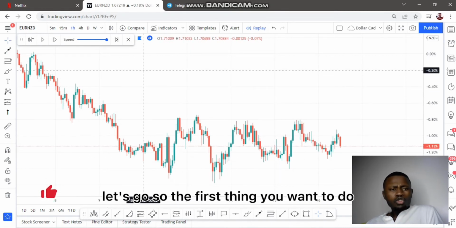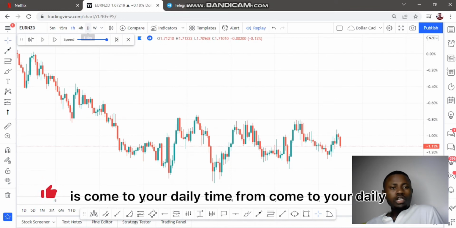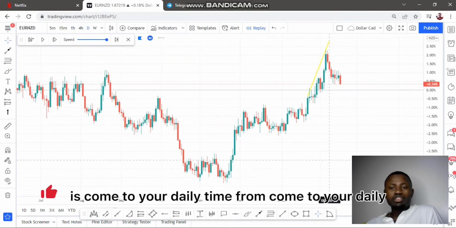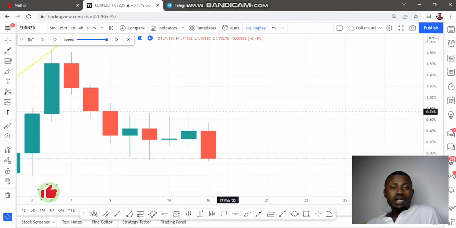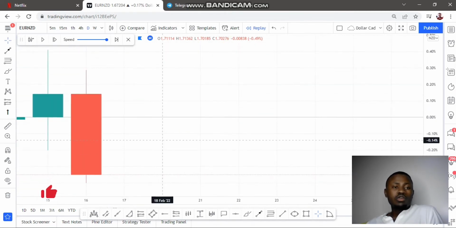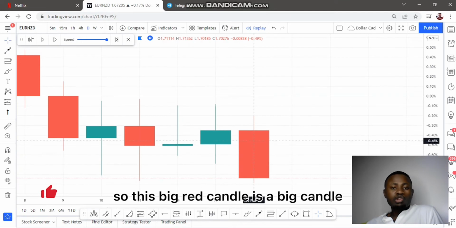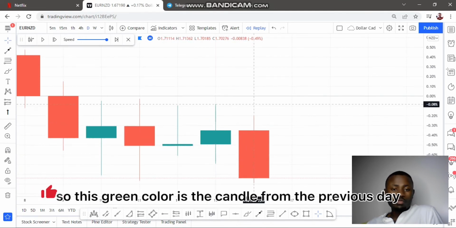Let's go. So the first thing you want to do is come to your daily time frame, because you want to draw support and resistance as a pro. What you want is to mark out yesterday's high and yesterday's low. So this big green candle is the candle from the previous day.